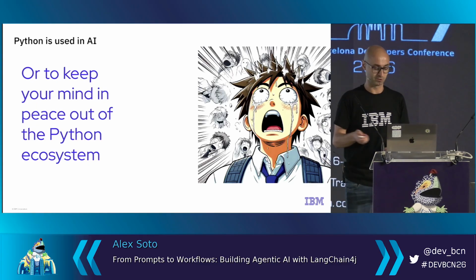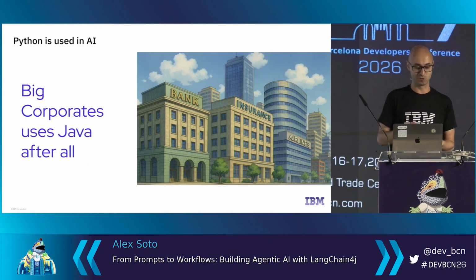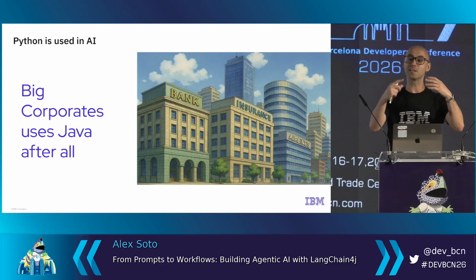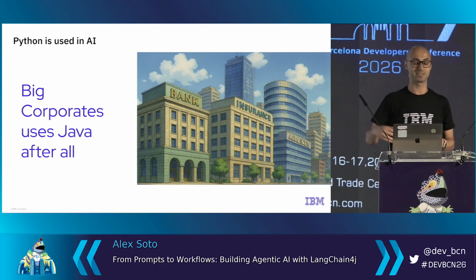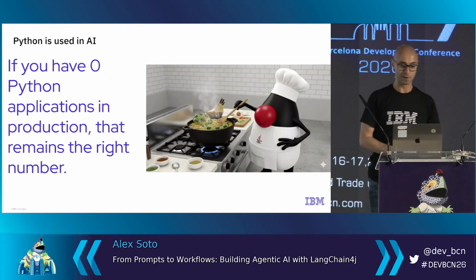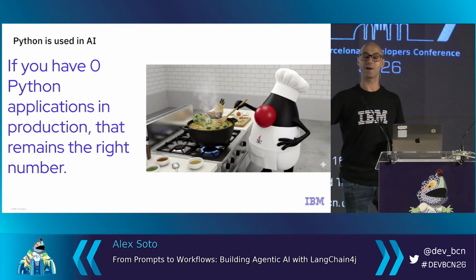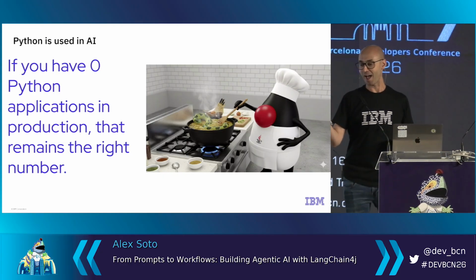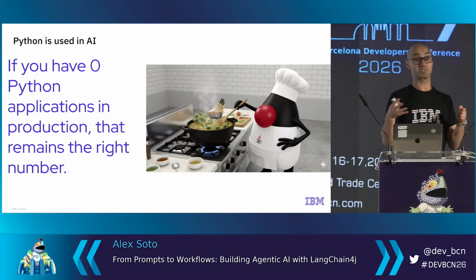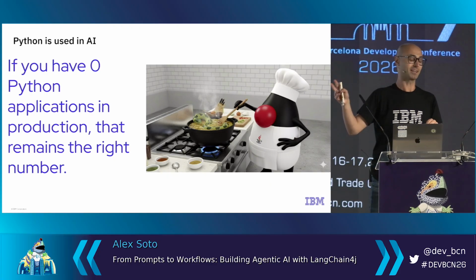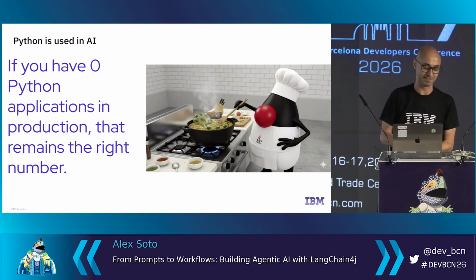Okay, that's good. And also at the very end, big corporates use Java, right? Because we need observability, we need ORMs, we need resiliency. We also need to know how to put this into production and keep it alive for a long time, right? So I think that Java and the JVM work really well with this. So if you have zero Python applications in production, that remains the right number, okay? That's all. I thought that I hate JavaScript, but no, I hate Python more. Not the language, but the ecosystem, right? The language is great, but the ecosystem, yeah, okay, that's good.